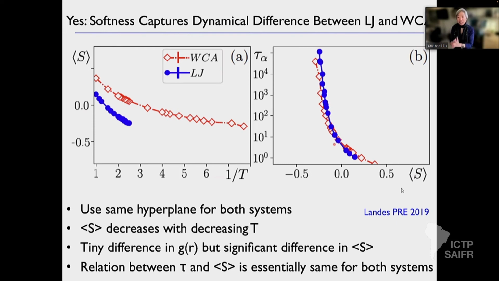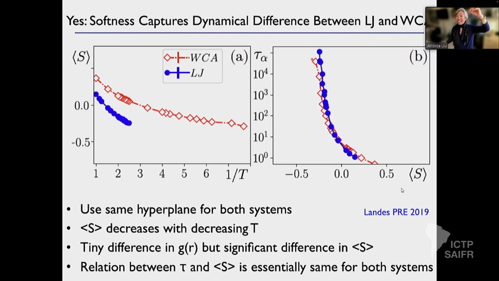So the same hyperplanes, they're similar enough, their G of R's are similar enough. We use the same hyperplane, we train on both systems. The average softness, right, which is decreasing as I decrease the temperature, corresponds to an increasing relaxation time. So as I go this way, the relaxation time is increasing, I'm going closer and closer to the glass transition, okay?